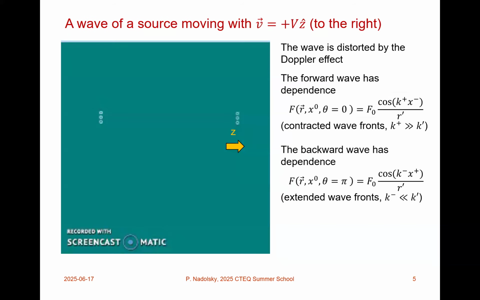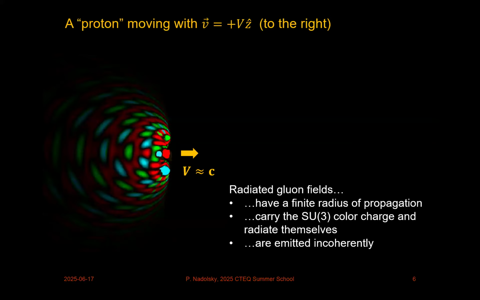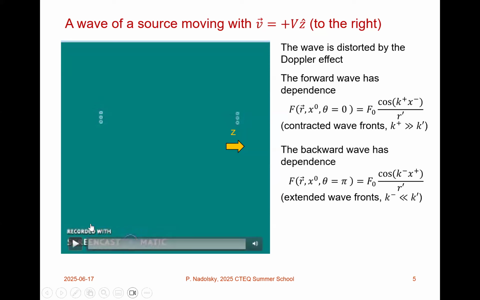Instead of one source, I will have three sources, and they will all move to the right. They will basically move from these 3 points to these 3 points, and they radiate. You already see the answer, but let's see the simulation.